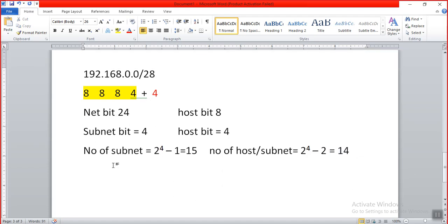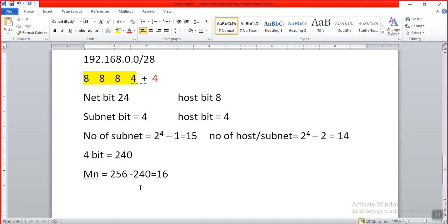Okay. So 4 bits. What is the 4-bit equivalent? The 4-bit equivalent is 240. Up to 3 bits it is 224. Now magic number equals 256 minus 240, equivalent 16. So 16 is your magic number.